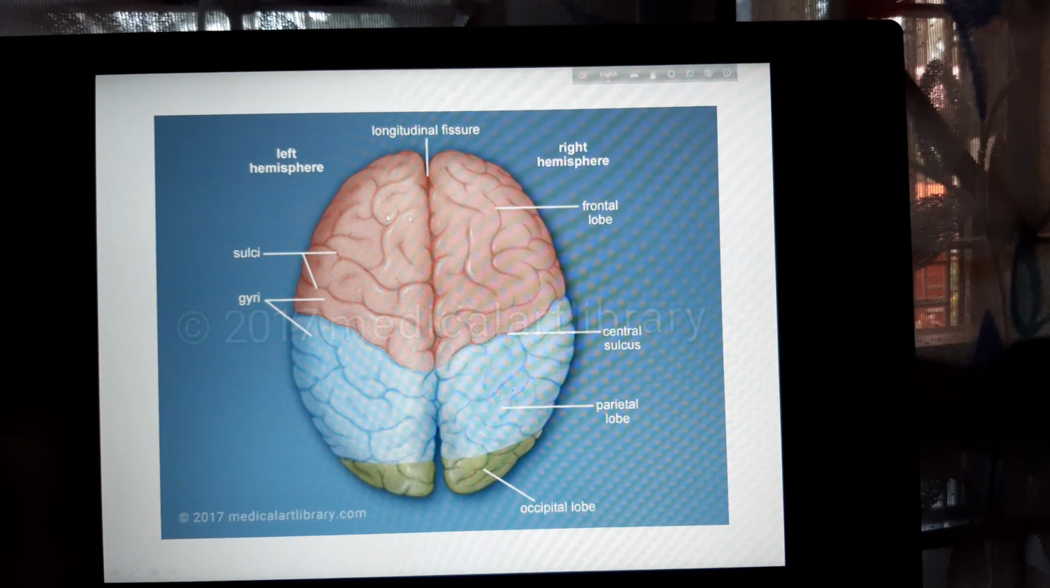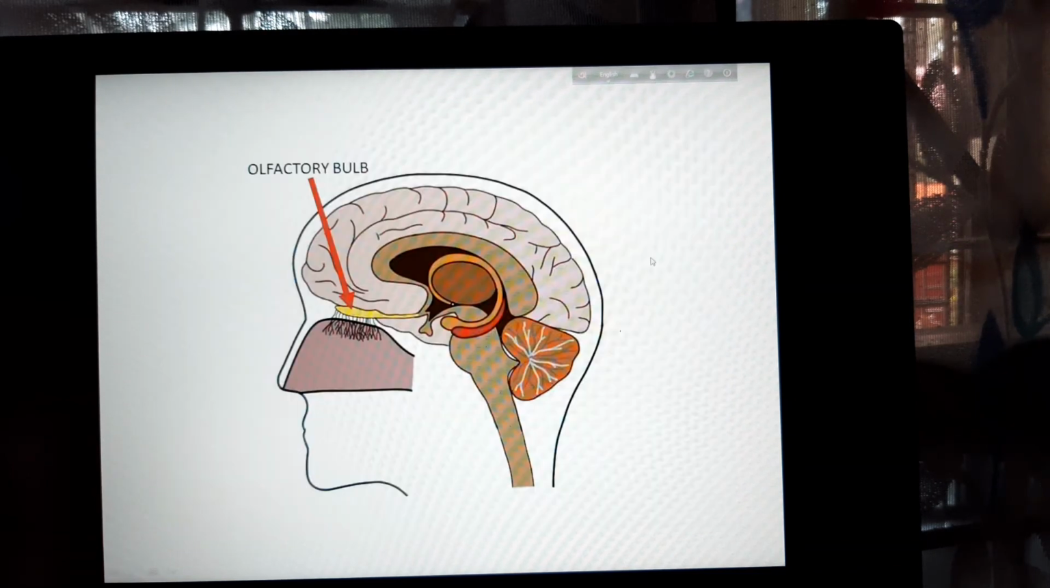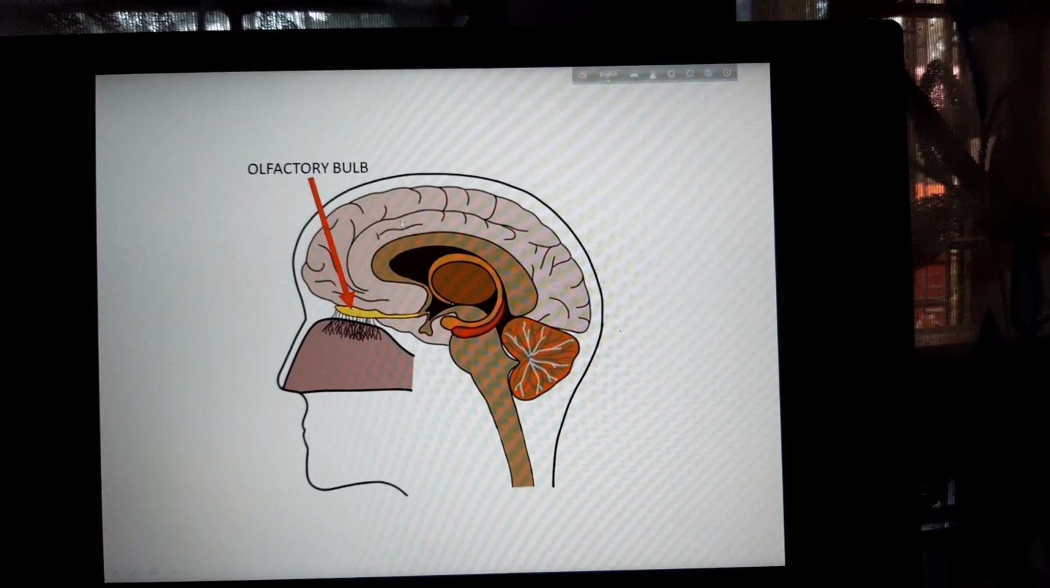But internally, these 2 halves of the cerebral hemisphere are joined by a thick nerve tract called the corpus callosum. The left half and the right half of the cerebral hemisphere are joined internally by a tough nerve tract. It is called the corpus callosum.